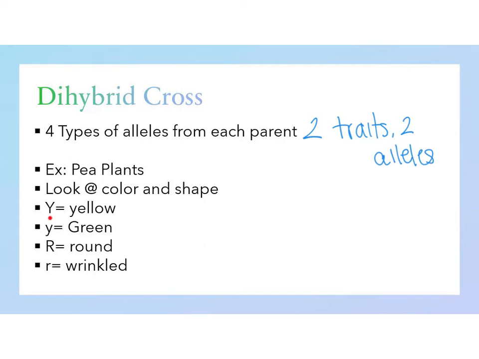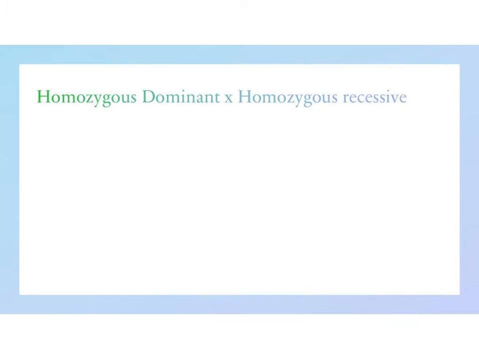The dominant color is yellow, which will be assigned a capital Y. The recessive color is green, which is a lowercase y. The dominant shape is round, which is assigned a capital R. And the recessive shape is wrinkled, which is a lowercase r. So for our first cross, we're going to cross a homozygous dominant by a homozygous recessive.